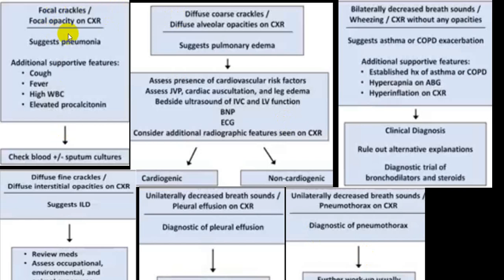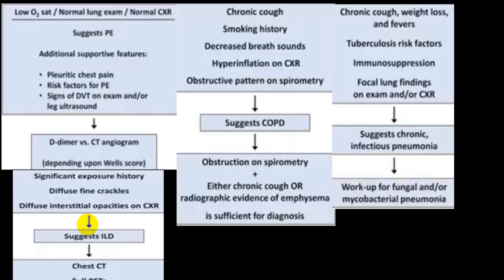What are the findings? Focal crackles, diffuse crackles, bilateral findings. This will be all in respiratory system. And some of those will be cardiogenic, non-cardiogenic. So depending upon the finding, you will be going through. At your leisure time, you can go through. This is again very good, because dyspnea is a very, very long chapter. At your leisure time, if you don't understand, if you have got any difficulty, you can contact me. I'll try to make it simplified.